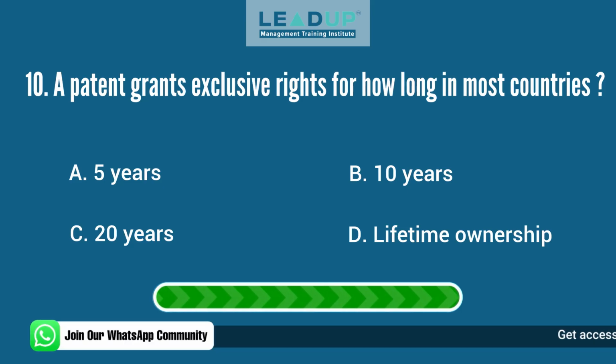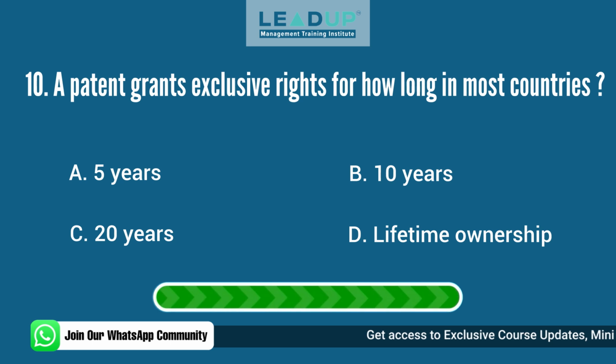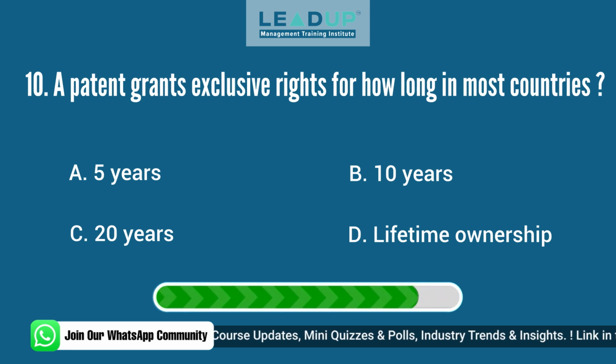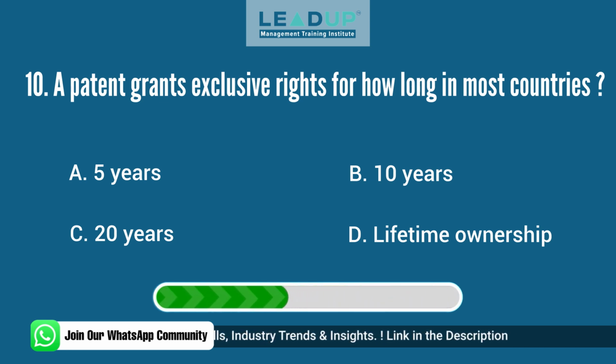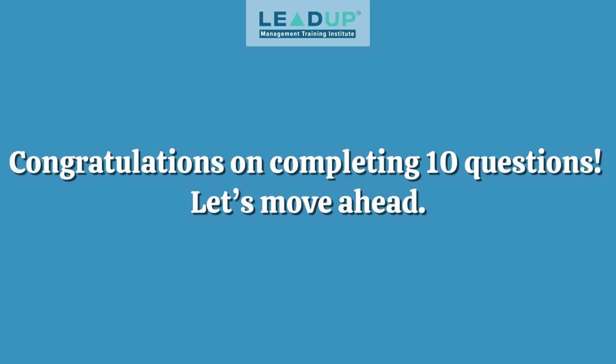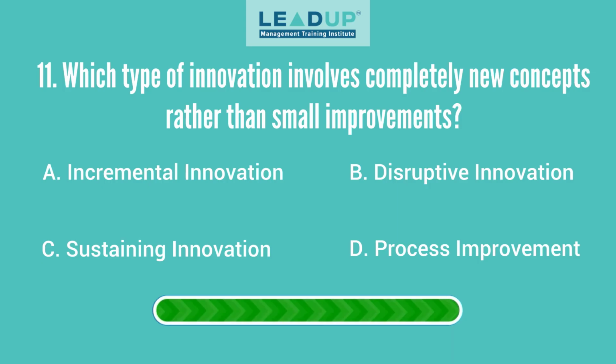Question 10. A patent grants exclusive rights for how long in most countries? A. 5 years, B. 10 years, C. 20 years, and D. Lifetime ownership. Answer: 20 years. Congratulations on completing 10 questions. Let's move ahead. Question 11.